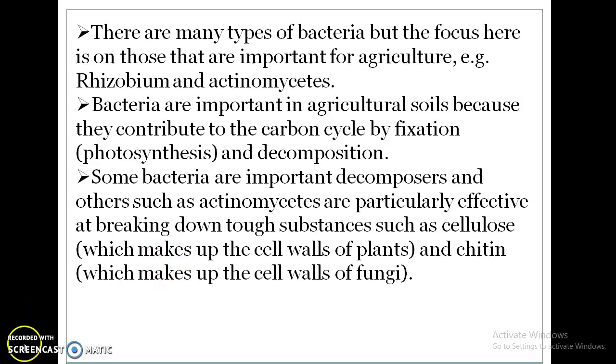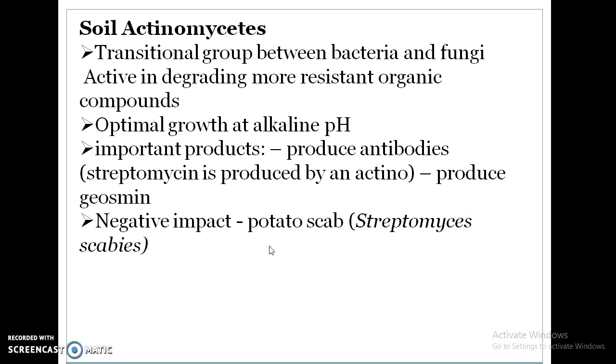Next group is the actinomycetes. Actinomycetes are a transitional group between bacteria and fungi, active in degrading more resistant organic compounds. Optimal growth of the actinomycetes is noted at alkaline pH. They produce different byproducts which include antibiotics, for example streptomycin, geosmin, etc. Sometimes they show a negative impact on soil or plants in that they are responsible for causing disease. An example is potato scab, which is caused by Streptomyces scabies.